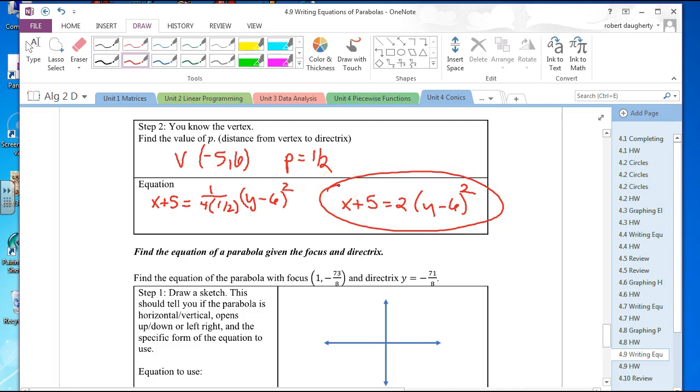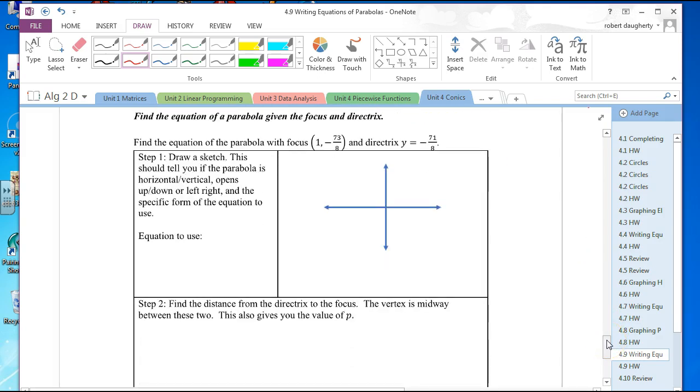Okay, pretty straightforward. In the previous one I gave you the vertex and the focus. This one I gave you the vertex and the directrix. It doesn't change anything, because P by definition is the distance from the vertex to either of those. But what you have to know is which way the parabola is opening. It always opens toward the focus, away from the directrix, and that lets you know whether that number is going to be positive or negative.